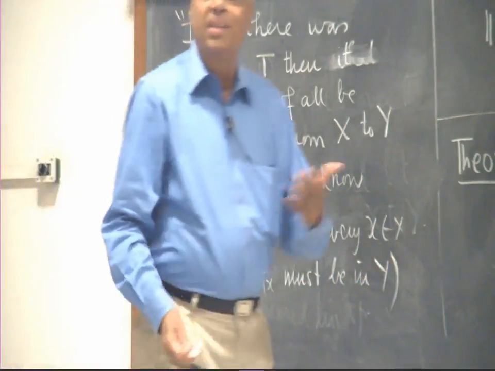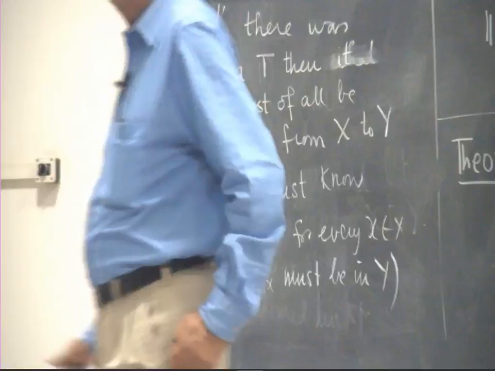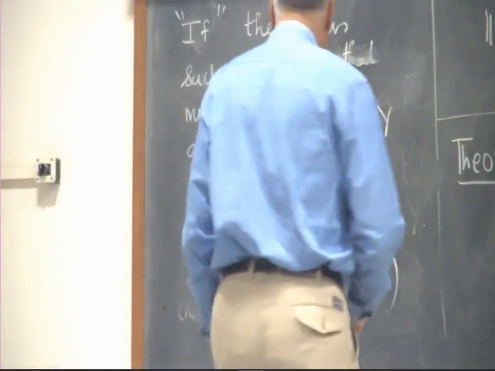So, in order that it is a transformation from X, we must say what is T of x, and the result must be in Y. So, for every x it must produce a Tx which is in Y. So, first of all, to know the action of T as a transformation, we must find out what is T of x for every x. So, how are we going to find that out?